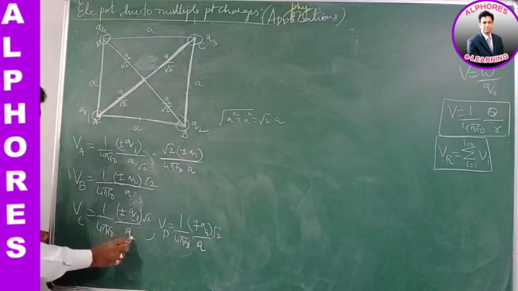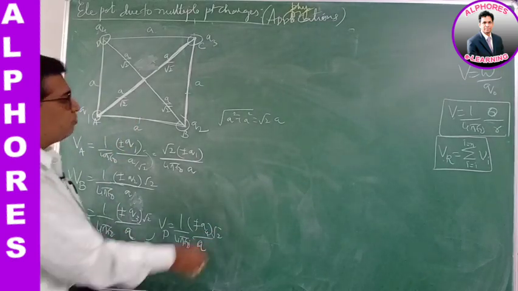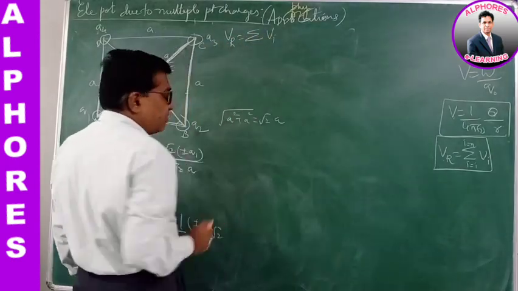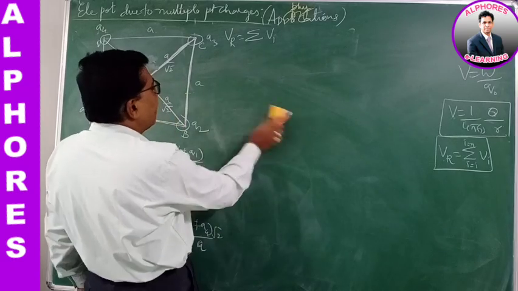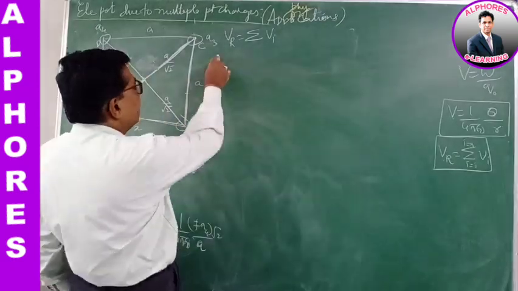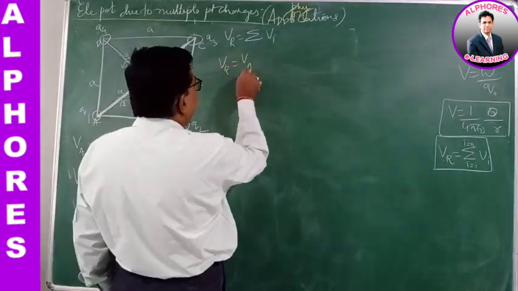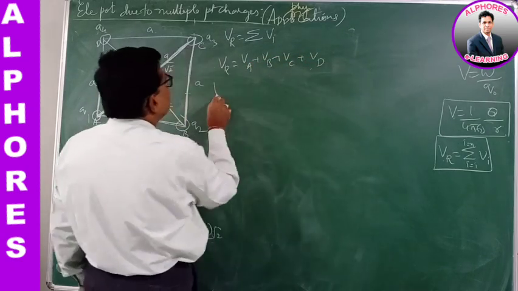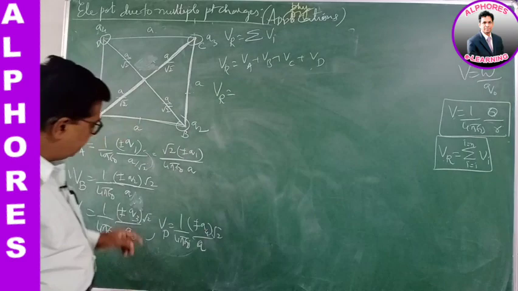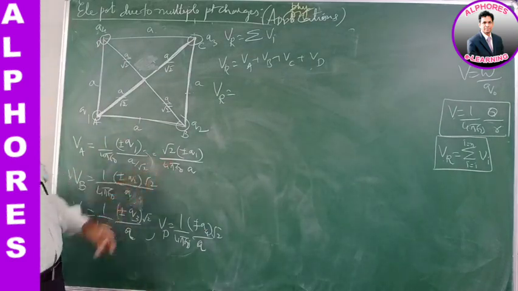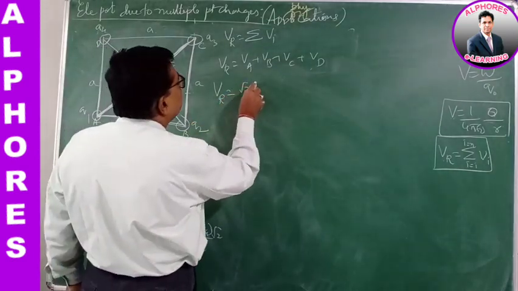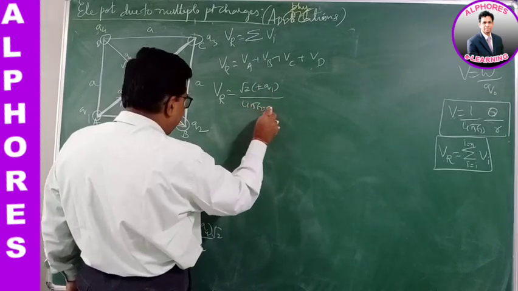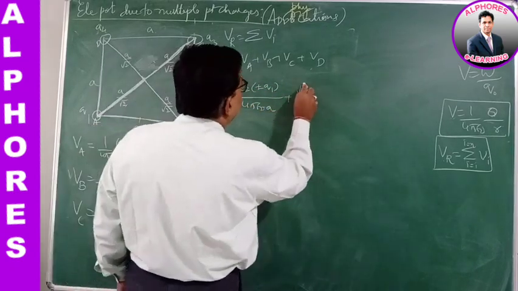Right? So this is A by root 2. Now the resultant potential: the total potential is the algebraic sum of all the individual potentials. So add up algebraically. The resultant potential is VA plus VB plus VC plus VD. So the resultant potential is VA, which is root 2 of plus or minus Q1 by 4 pi epsilon naught A, plus root 2 VB.